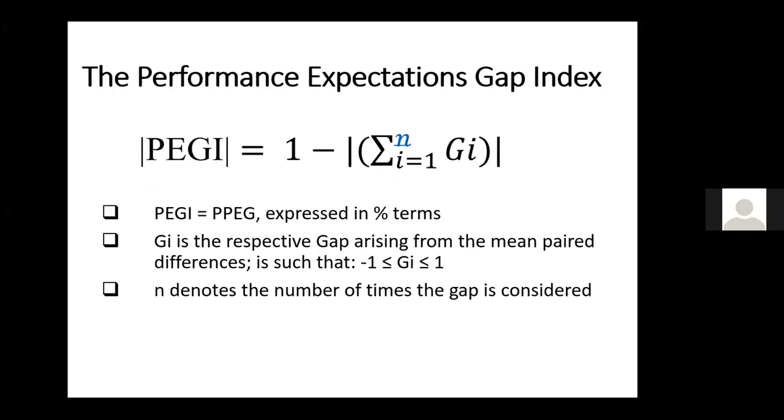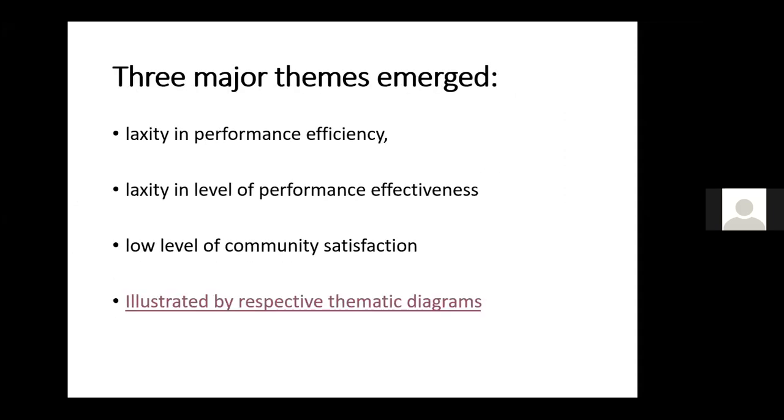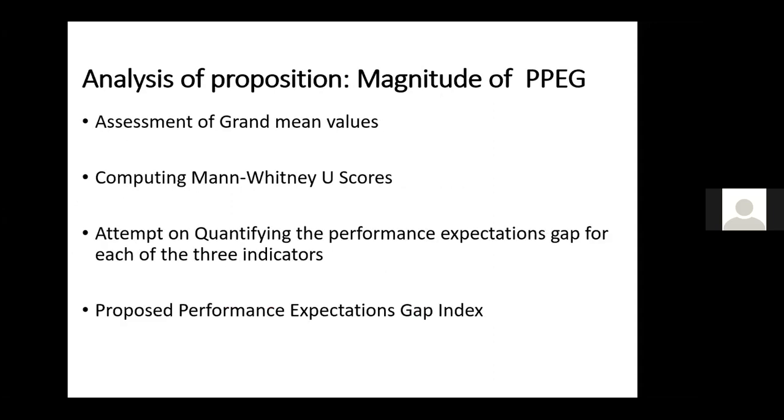Chair, the second proposition was on the performance expectation, looking at the magnitude of the procurement performance expectation gap. And analyzing this proposition, we did this by deploying the assessment of grand mean values, and also used Mann-Whitney scores to look at the differences in the scores in trying to quantify the magnitude of the expectation gap for each of the three indicators of the professional performance expectation gap. And we proposed what we called a performance expectations gap index.